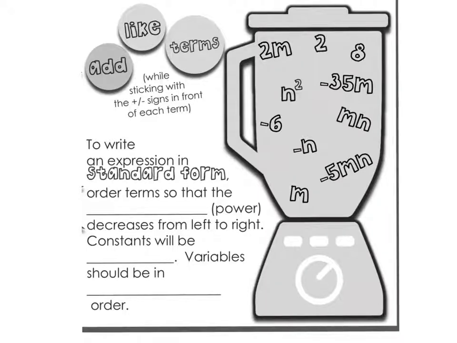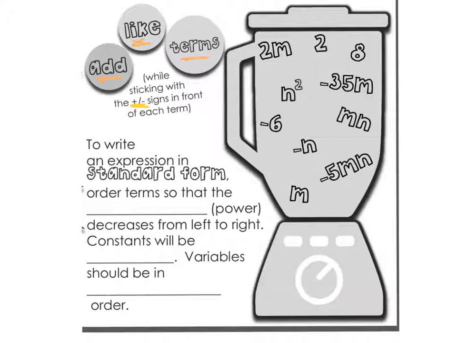Okay, moving on, we're going to be focusing on adding like terms. When we're adding like terms, we are sticking with the positive or negative signs that are in front of each term. So take a look at the blender. It's an idea of like mixing or blending these terms together.